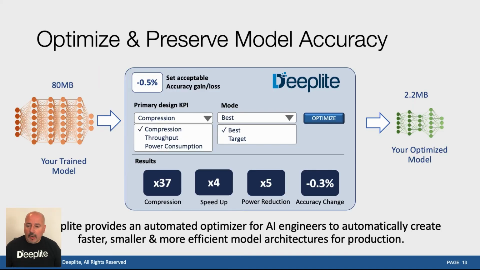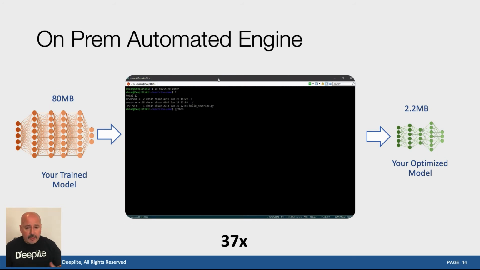Very straightforward process for a team that's created a model for accuracy, but maybe it's too big, maybe it's too slow, maybe it's consuming too much power. You simply download our engine, point to your original model, and specify your design constraints. What size are you looking for? What power consumption? What speed? What accuracy? Are you willing to trade off any accuracy? Maybe you're not willing to trade off any accuracy. All of these inputs are specified to our engine, and you simply hit run.